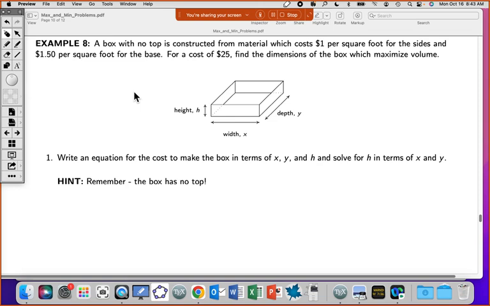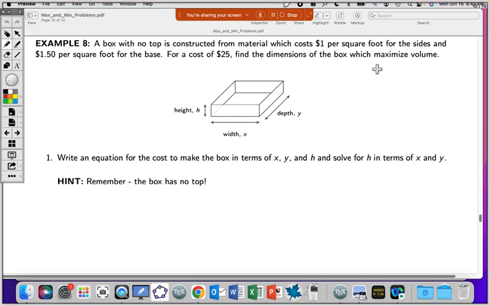So here we've got a little schematic. We've got the width x, the depth y, the height h. They're asking us to maximize the volume. So the first thing we do is we relate volume with the variables we've got. How do you find the volume of this box?